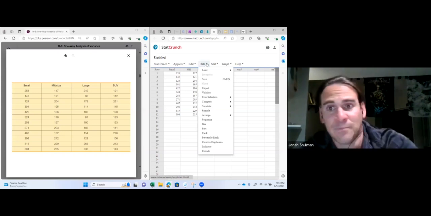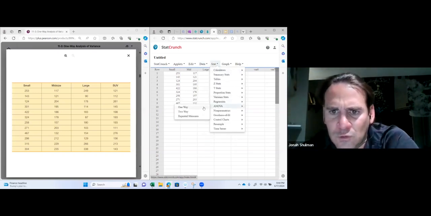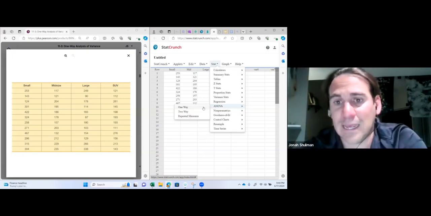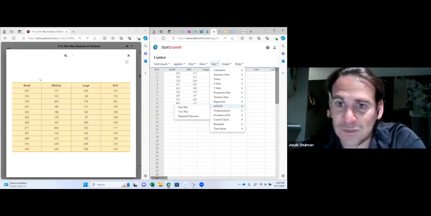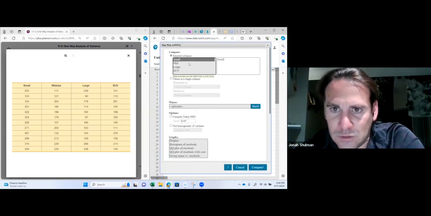I know that was annoying, but I'm assuming we go to stat. There's got to be an ANOVA here. Beautiful, one way. Remember, two way is you could go the opposite way. There'd be like an extra piece here, something separating these groups somehow. We're just doing this one way. Here are our columns.